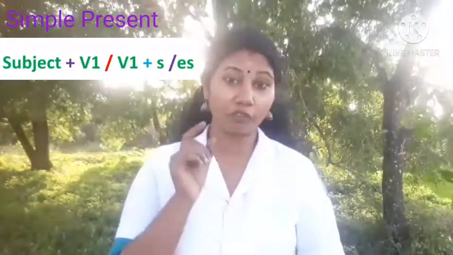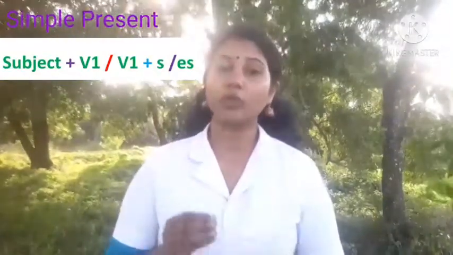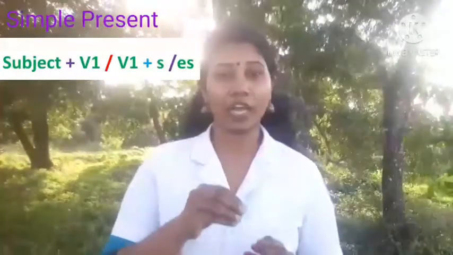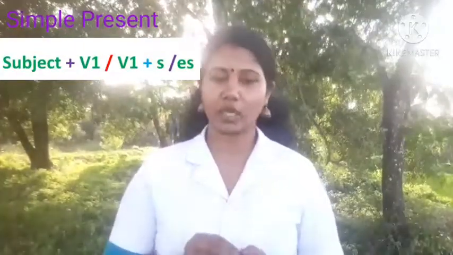Then what is this V1 plus S or ES? While discussing subject verb agreement, we have already discussed this, where we have to use V1 plus S or ES. Whenever the subject is singular, we have to use V1, that means the first form of the verb, plus S or ES. We know that for certain verbs, we have to add S or ES with the first form of the verb.